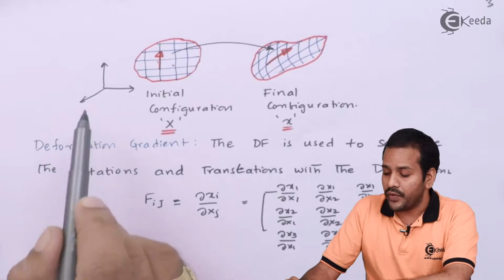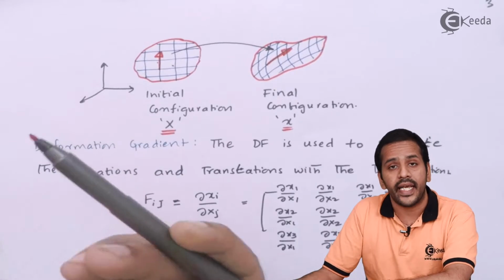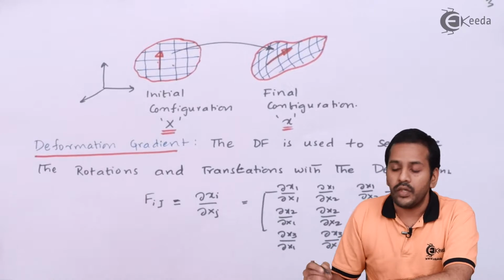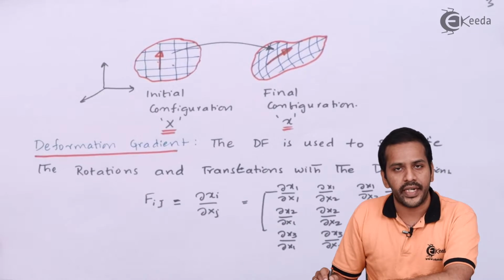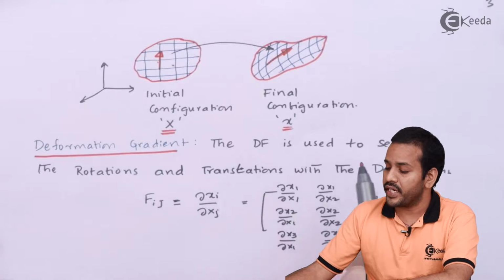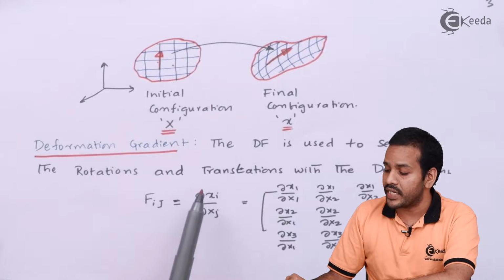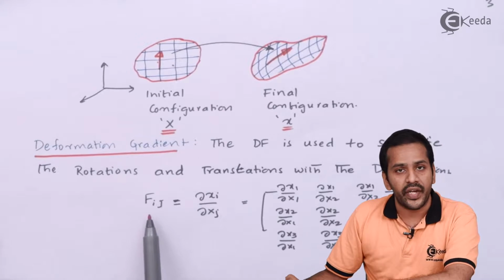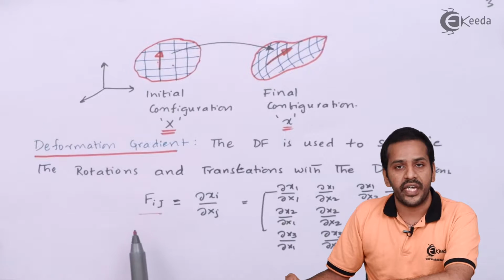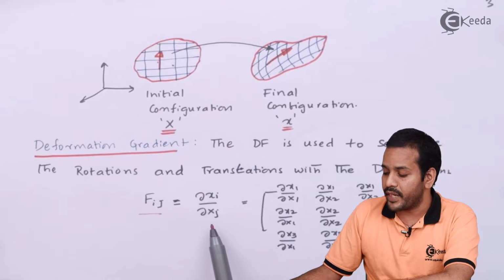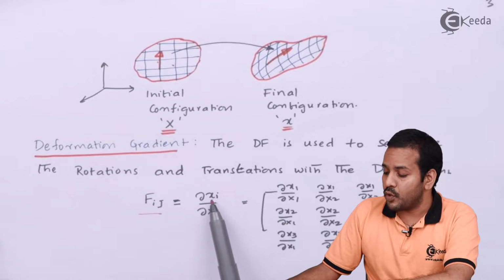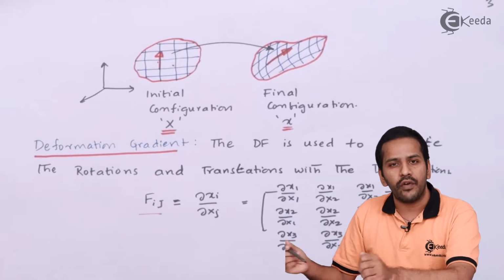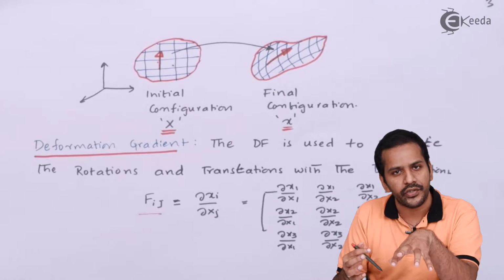For that reason, we have assigned a coordinate system here. Let us take some Cartesian coordinate system, our standard coordinate system. Here we are defining something called the deformation gradient. The deformation gradient is used to separate the rotations and translations from the deformations. So how is it defined? It is defined as Fij equal to dou small xi by dou capital Xj, where the small xi are functions of capital X. That is, we are defining our deformations with respect to our reference configuration.